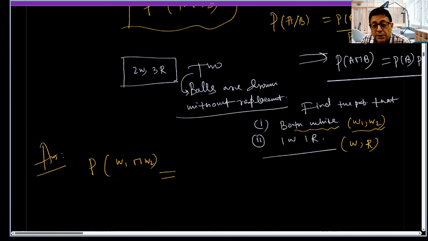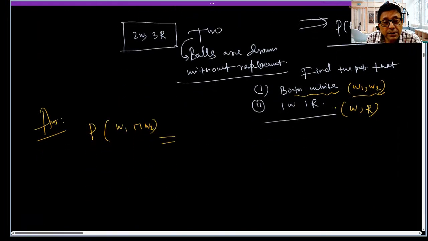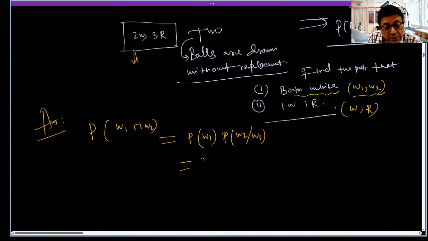This will be what? I told you, either you use the P(A|B) formula or the P(B|A) formula. So you write, suppose we have taken first one white, second one also white, under the condition that first one white. From this urn, probability of first one white is what? 2 by 5, and second one also white when first one is white.